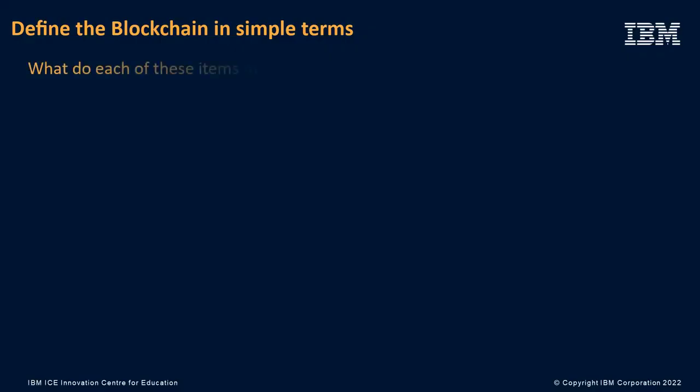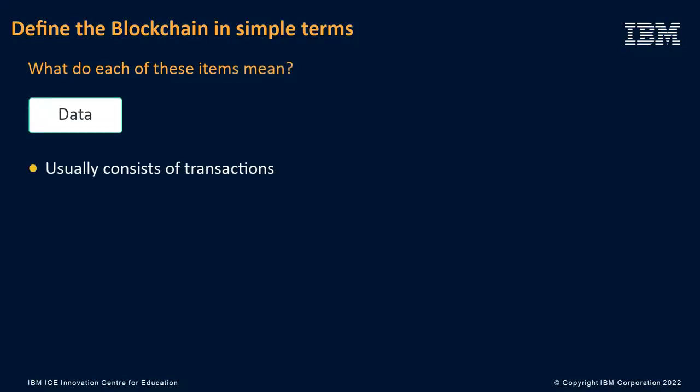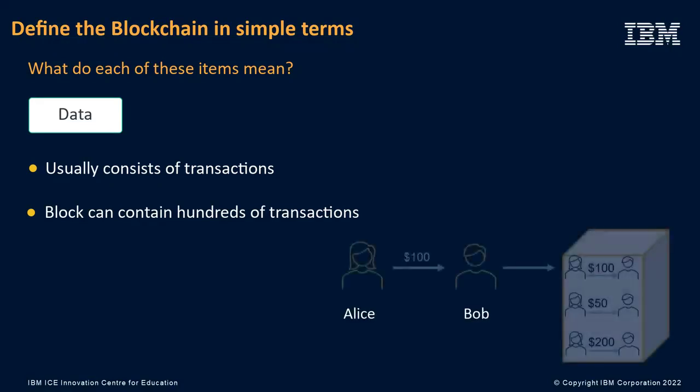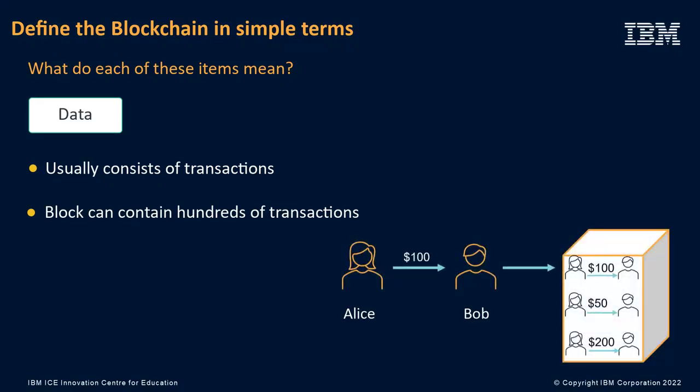What does each of these items mean? Data in the block usually consists of transactions. A block can contain hundreds of transactions. Alice sending Bob $100 is an example of a transaction in a block.